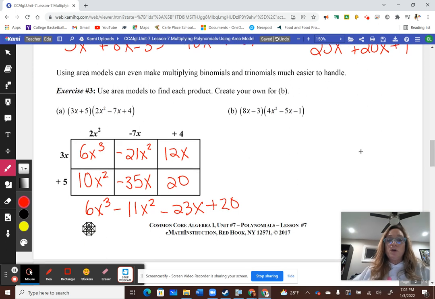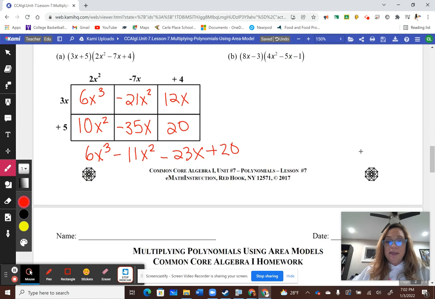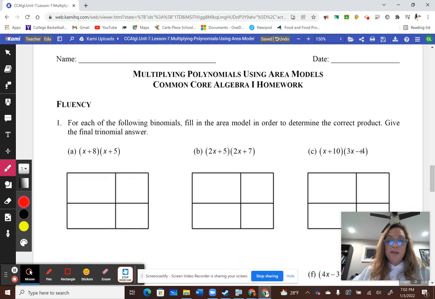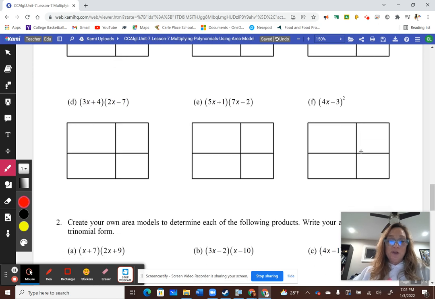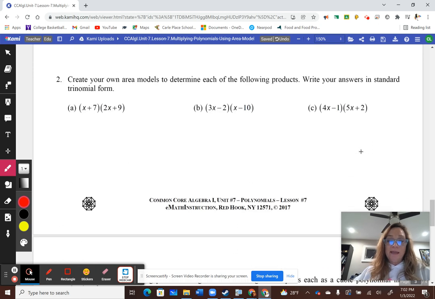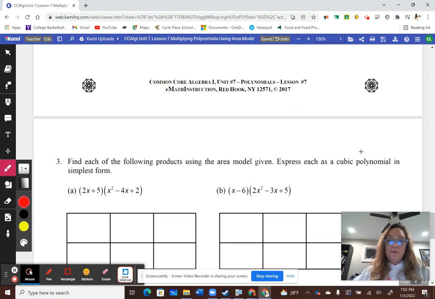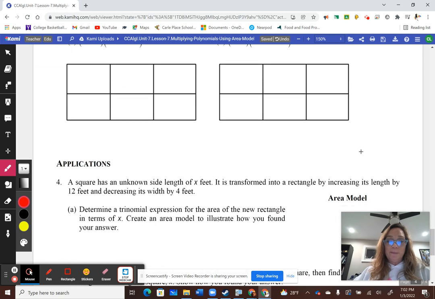Okay? So if you want, you can try B. And then for homework, it's just practicing what we've learned. Another perfect square trinomial. All right. And this is a great way for you to practice your multiplication.